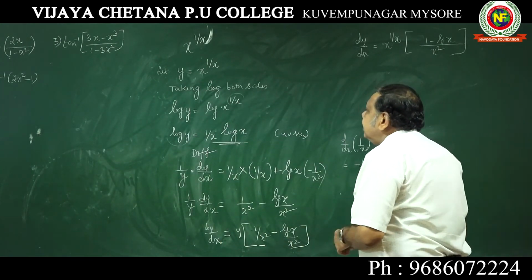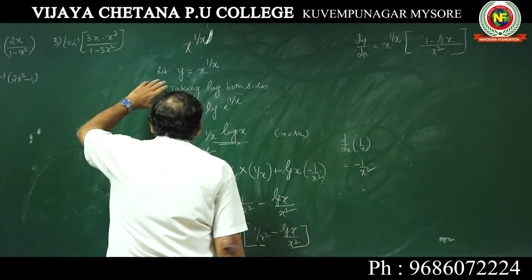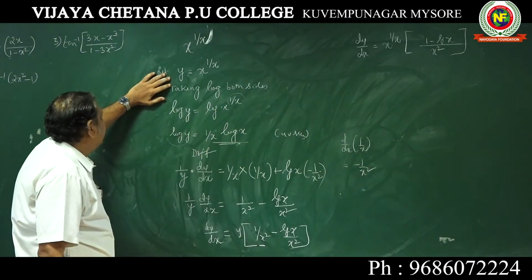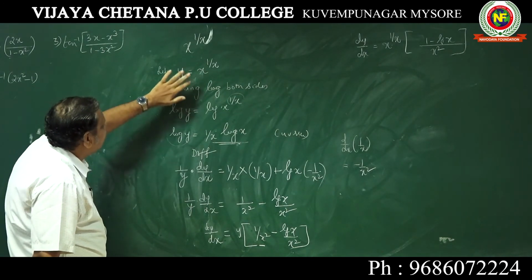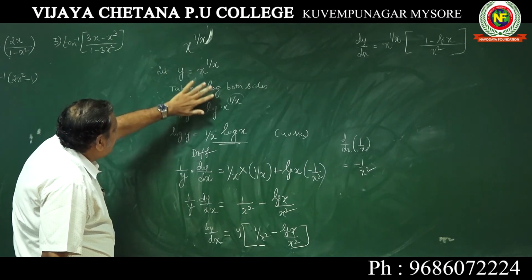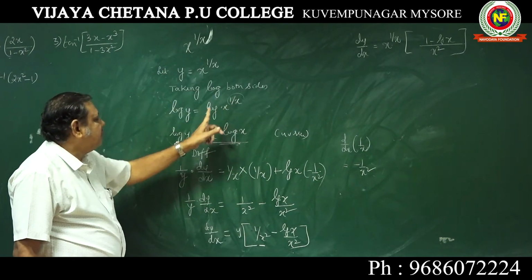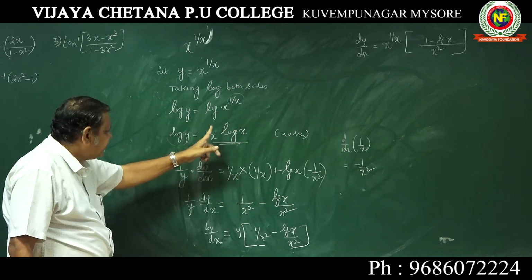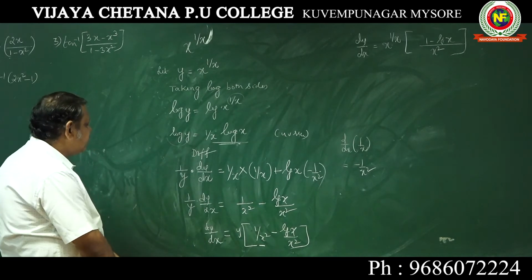Okay. Now I will tell you again. I will repeat. Y is equal to x to the power of 1 by x. Taking logarithms both sides, log y is equal to log x to the power of 1 by x. This is log m to the power of n is n log m. This will come by the side of it. Log y is equal to 1 by x log x.